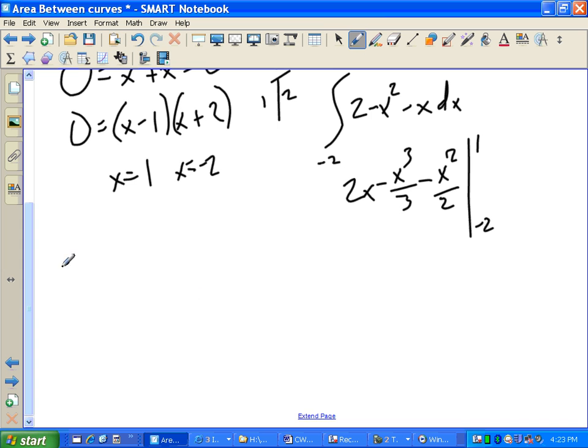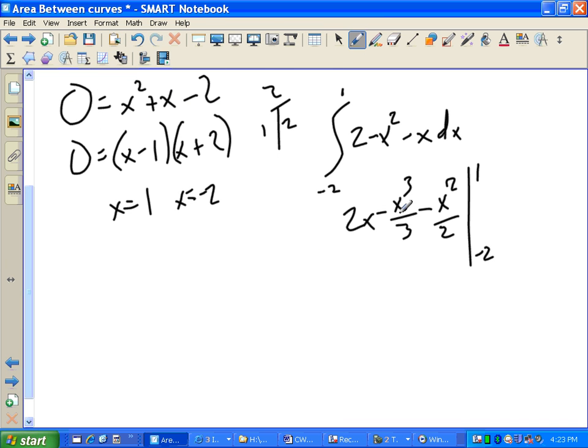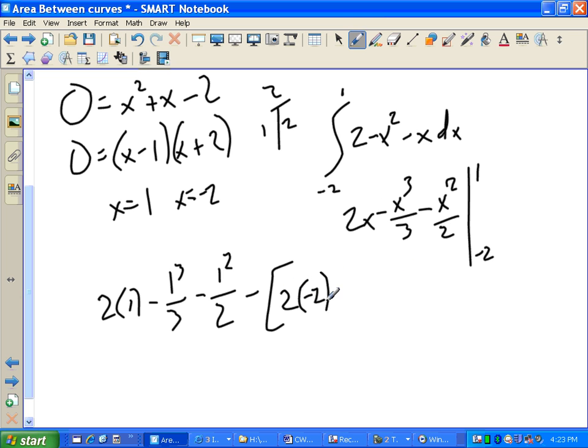We need to go down a little bit. Lost the picture a little bit. That's okay. All right, so plug 1 in: 2 times 1 minus 1 cubed over 3 minus 1 squared over 2. Subtract. I'm going to put it in brackets so that we can make sure we don't lose any signs: 2 times negative 2 minus negative 2 cubed over 3 minus negative 2 squared over 2. Okay, close the bracket.